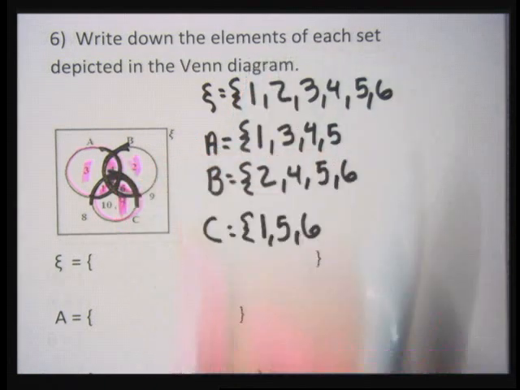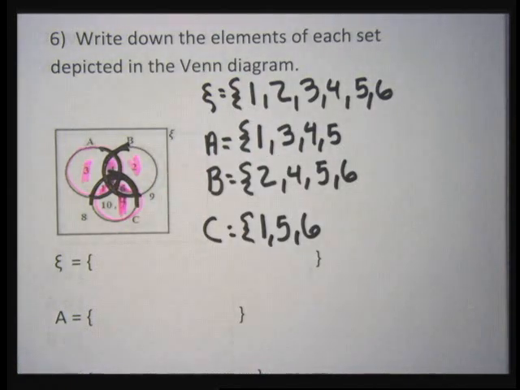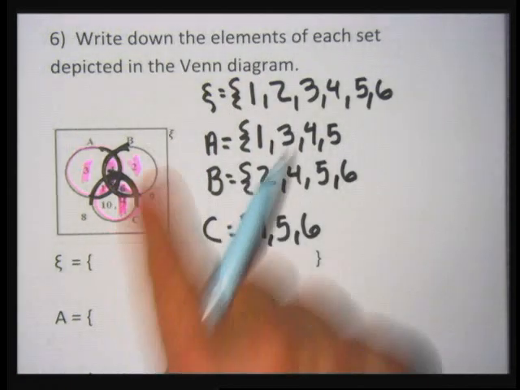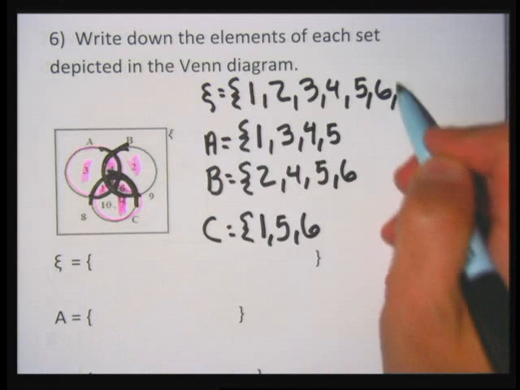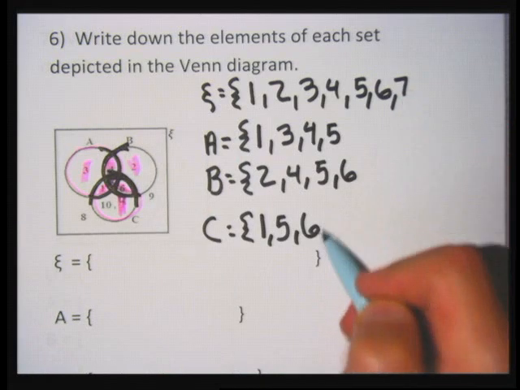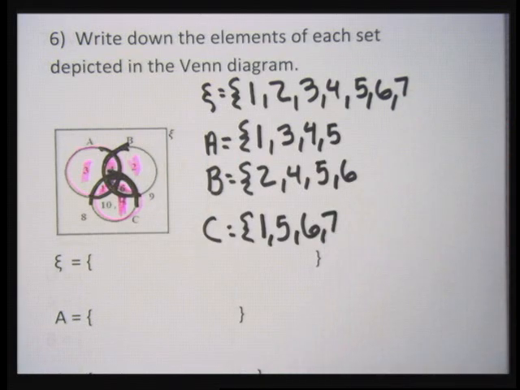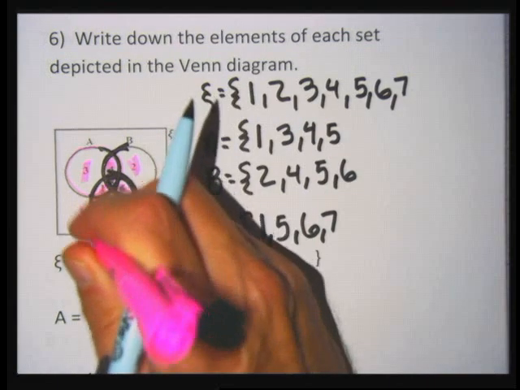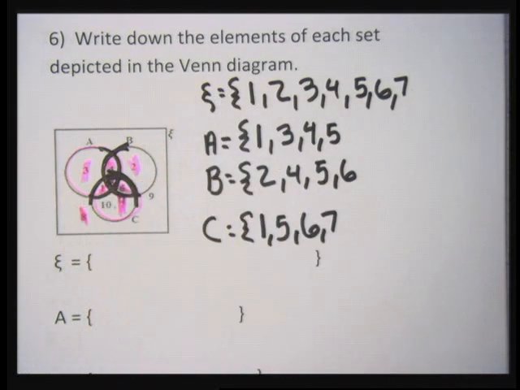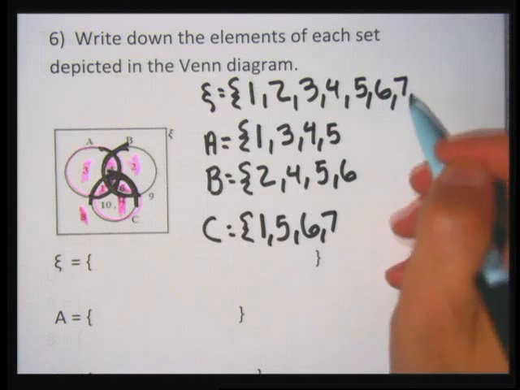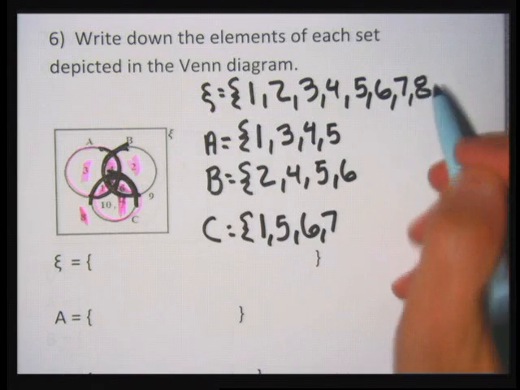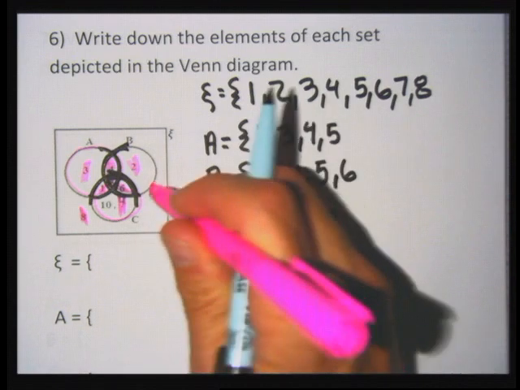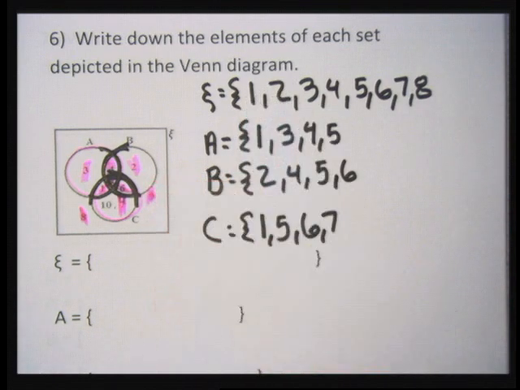7 is only in the universal set and in the set C, because 7 is outside the A and the B circles. So I'm going to put 7 in the universal set and 7 in set C. 8 is outside the circles, so it's not going to be in A, B, or C, but it is going to be part of the universal set. 9 is similar. 9 is not in any of the circles, so it won't be in A, B, nor C, but it'll be part of the universal set.